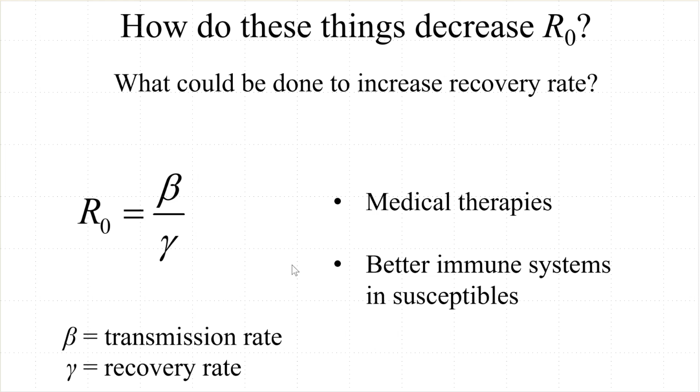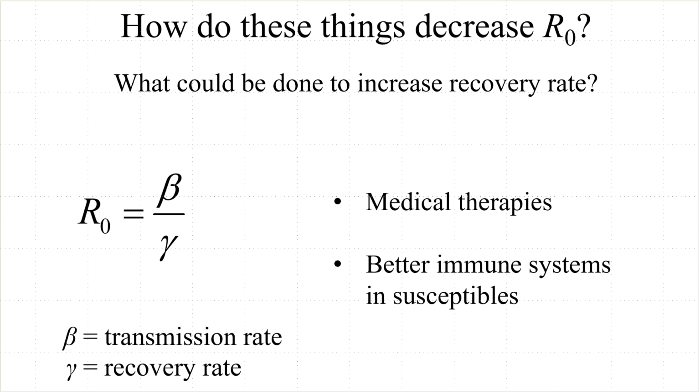Now, we can also do things to change gamma. Not a lot right now, but gamma can be changed, right? When you come up with medical therapies that increase the recovery rate of individuals, that decreases R naught. And if the host population has a stronger immune system to start with, recovery rate will occur faster, and so R naught will be smaller.